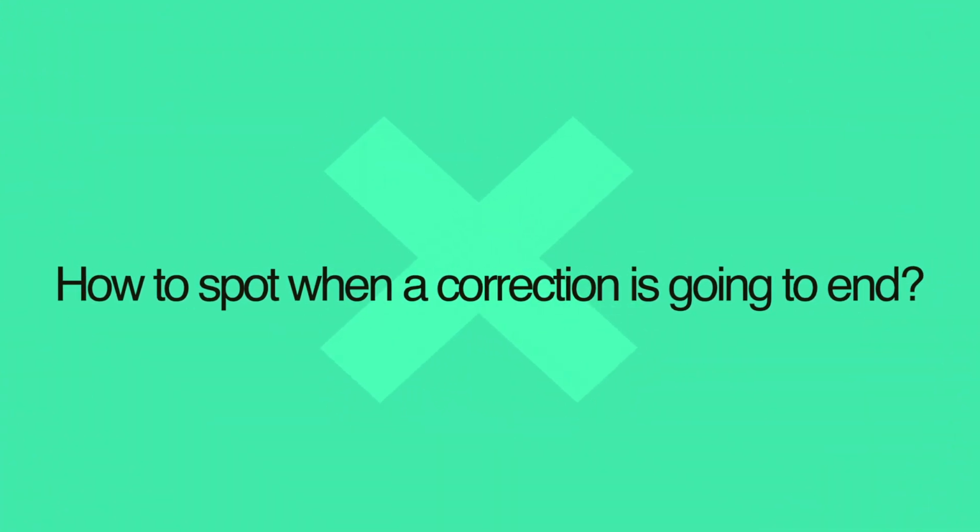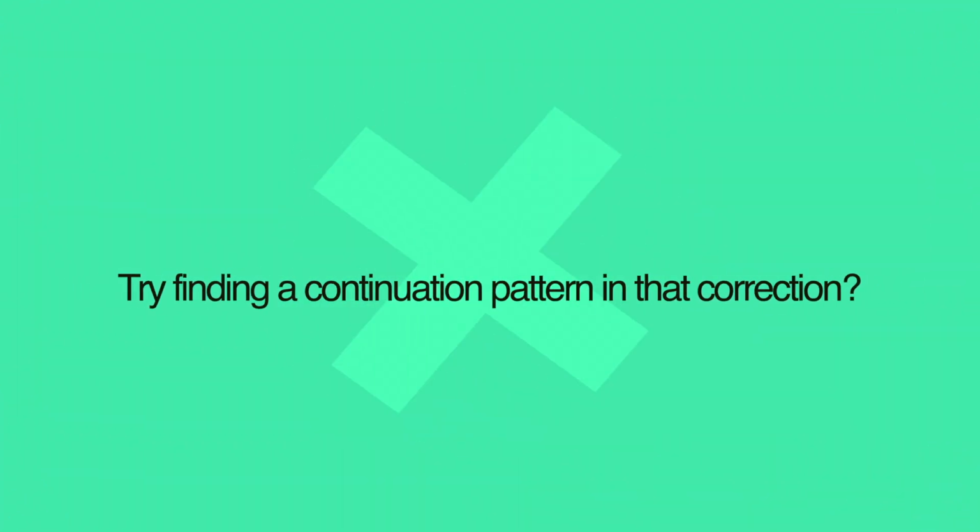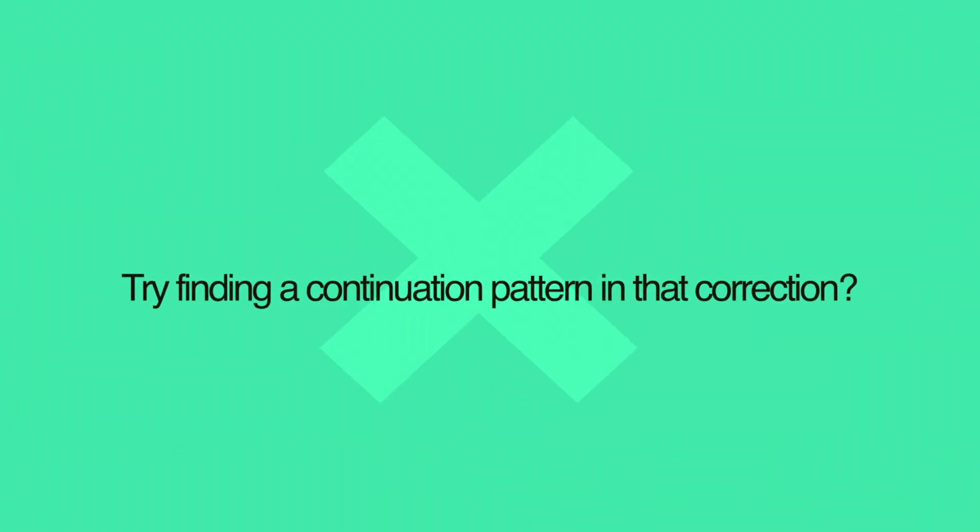Now here we are at the most important and interesting part of this video. How to spot when a correction is going to end. The easiest way to do that is to try finding a continuation pattern in that correction. The continuation pattern can be anything like a pennant or flags, etc. And after you find a pattern, wait for the breakout, and then you can get a confirmation that the correction has ended and the new impulse can begin.